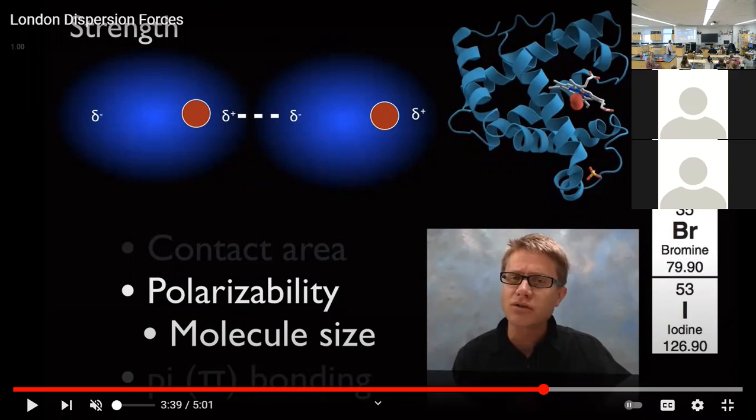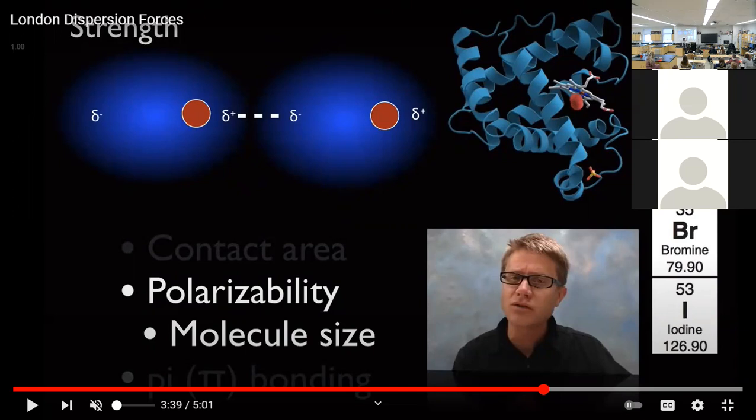Which means that substances, and he talked about it, we have fluorine as a gas, with a low melting and boiling point. Iodine's a solid, with a high melting and boiling point, right? And that's because iodine is a large molecule with 53 electrons, which are more polarizable than just 9 in fluorine. Are we okay with that? Okay.